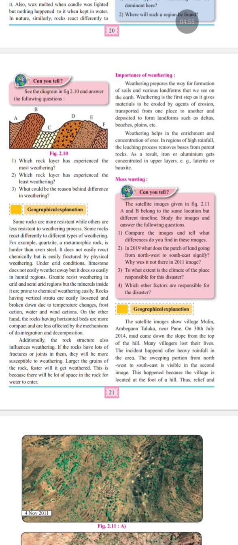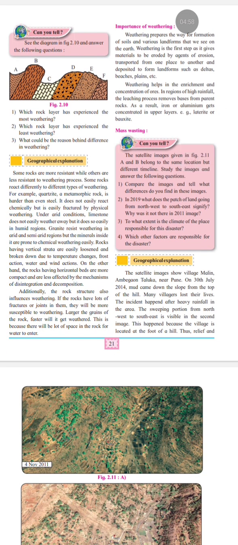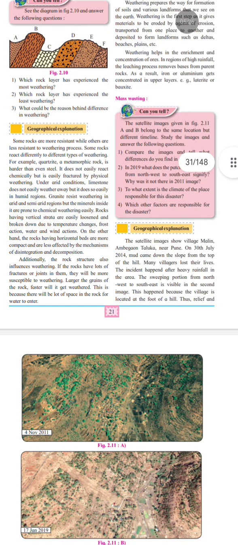Now our next topic is mass wasting. We have learned that weathering breaks rock into smaller pieces. But what happens when these loose materials move down a slope because of gravity? This is called mass wasting or mass movement. Before we study in detail, just remember that weathering breaks the material. Mass wasting moves the material down a slope.